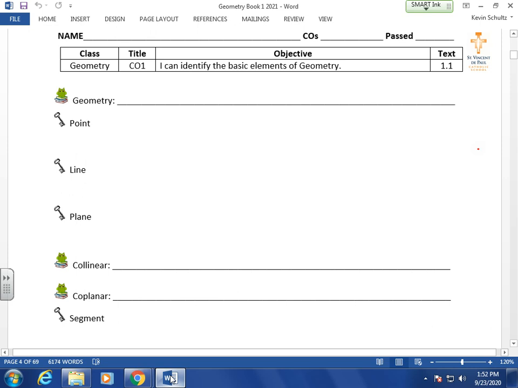Hello and good day. In Geometry Gold Group, we are going to be doing CO1, which is basically our introduction to geometry, the basic elements of geometry. And I thought it would be fitting to start by defining geometry. And I promise, the definition for this really does fit on one line here.